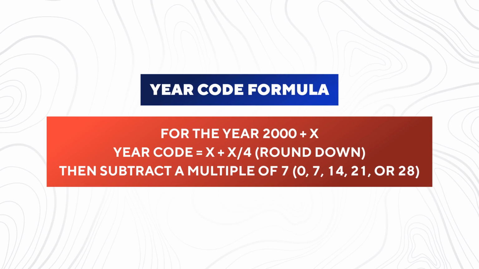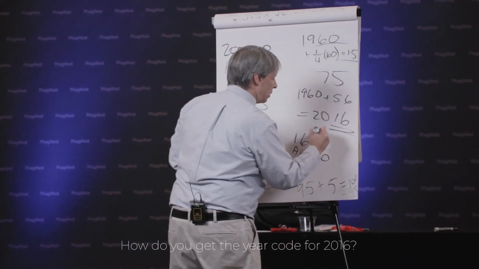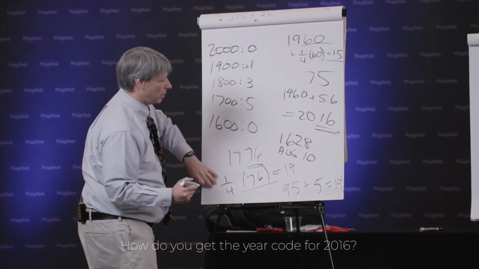And what's the year code for 2020? You start with 20, the last 2 digits of the year, and add what? A quarter of that. That's adjusting for all those leap years. 20 plus a quarter of 20, which is 5, is 25. And 25 minus 21 is 4. So that would be the year code for that. You know 2000 is year code 0. Yes. How do you get the year code for 26?